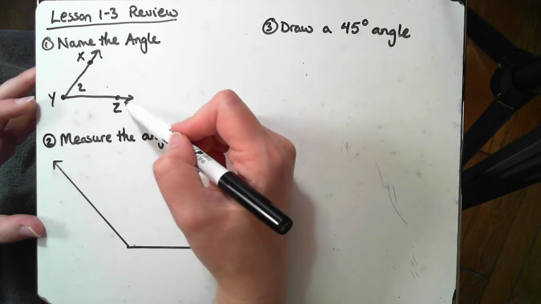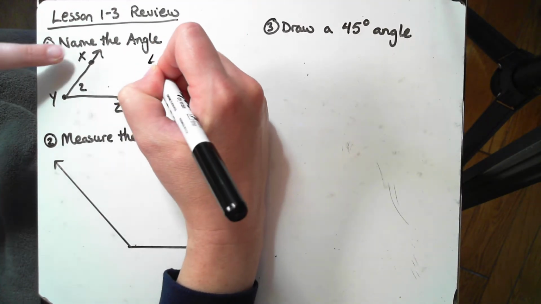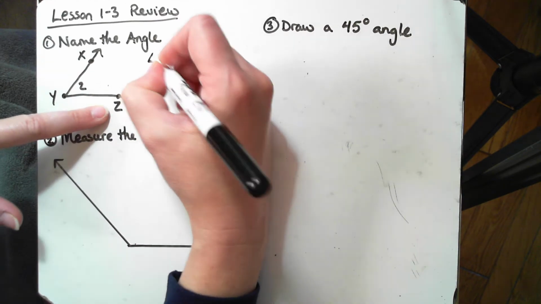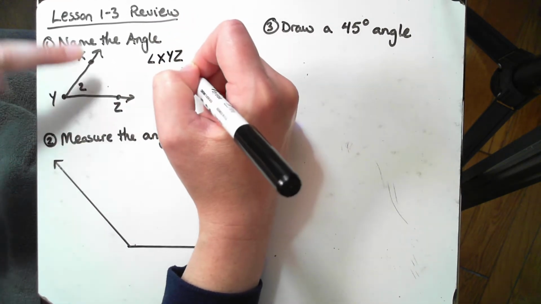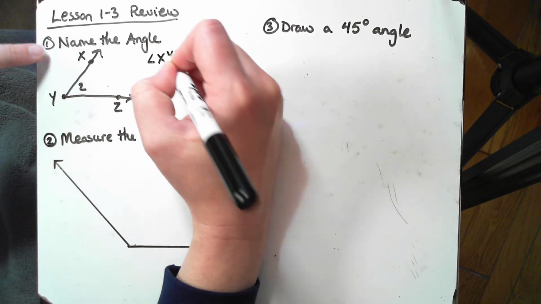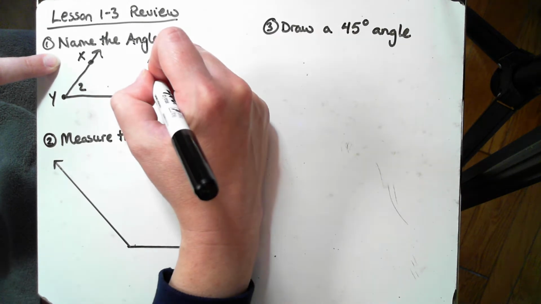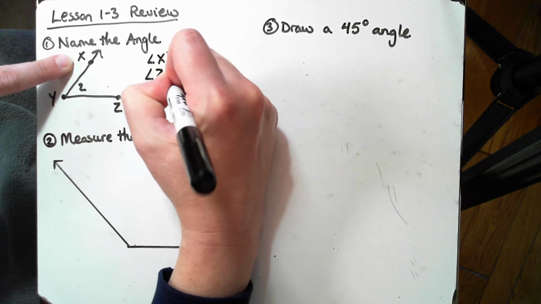The lesson started off where we learned how to name an angle. So for this angle here, there are several possible names. I can name it angle XYZ, and you want to make sure when you're picking the three letters, you trace around the outside of the shape. Okay, so XYZ. I can name it angle ZYX, that is technically different.